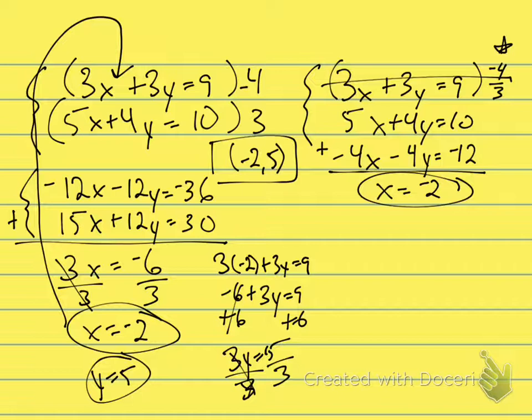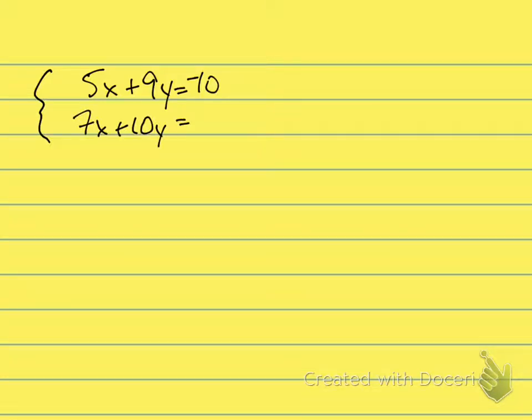So let's look at one more. Let's have you try 9 on your own. So pause the video. It's 5x plus 9y equals negative 10, and 7x plus 10y equals negative 1. Pause your video, try it out, and then resume and see how you did. Remember, we can work with wrong answers. We can't work with nothing.